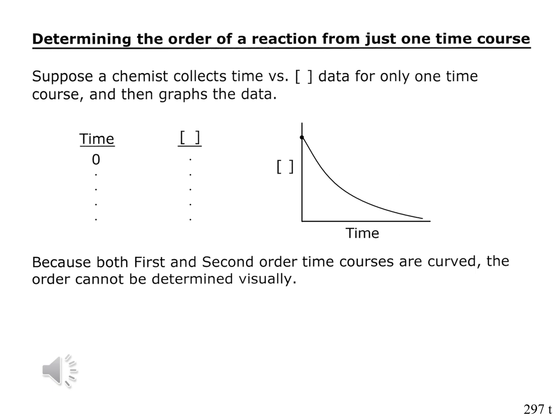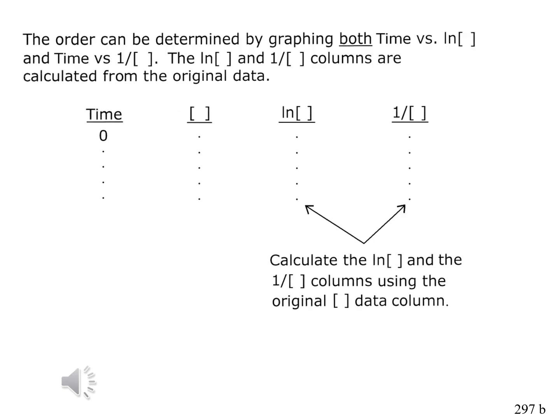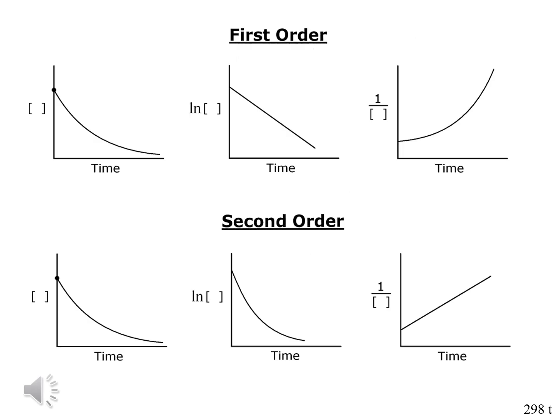But what you can do is you can actually make both of the third columns, because all this is math. You can take the ln of each concentration and you can take 1 over each concentration, which I did. I don't know if you want to call this 2 third columns or a third and a fourth column. I could see saying either one, but the point is you now have data that you can use to make both of the graphs, time versus ln and time versus reciprocal. This is what they look like.